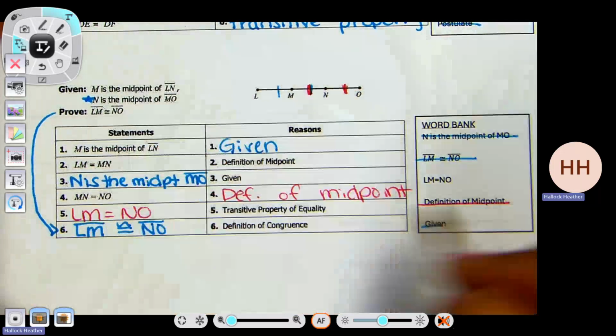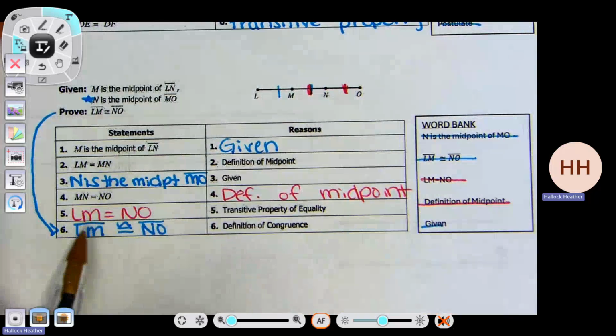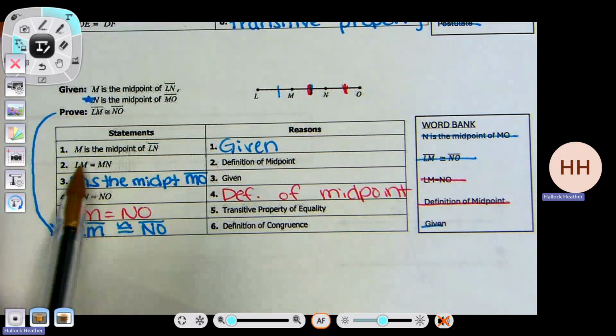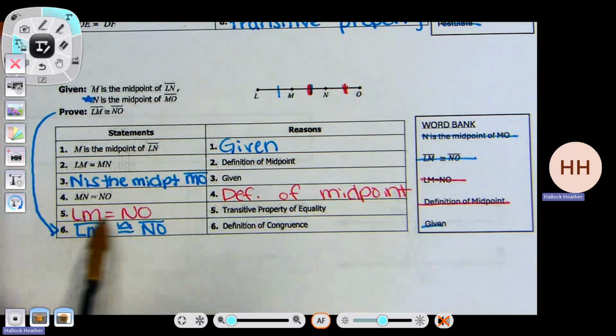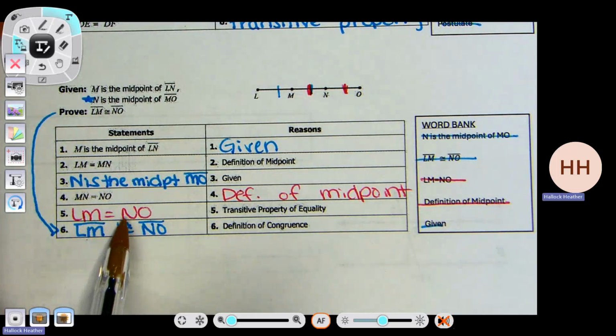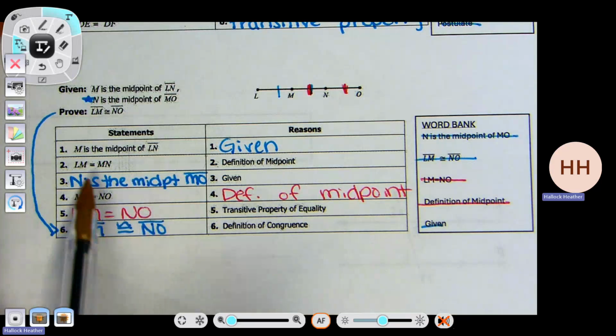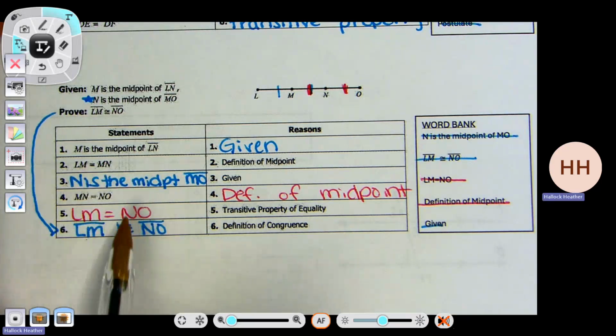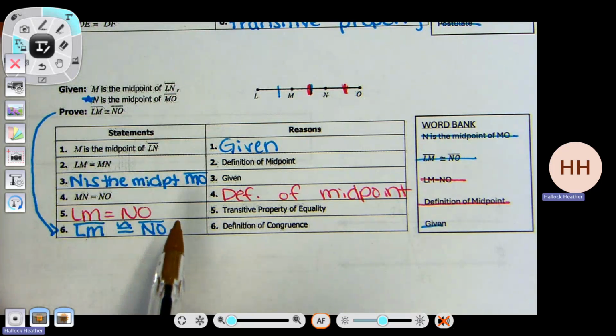Equals NO. And then also they're using transitive property because they're saying if this is congruent to this, and I also know LM is congruent to NO, then those are crossing out. LM and MN. Oh yeah, it is on 2.